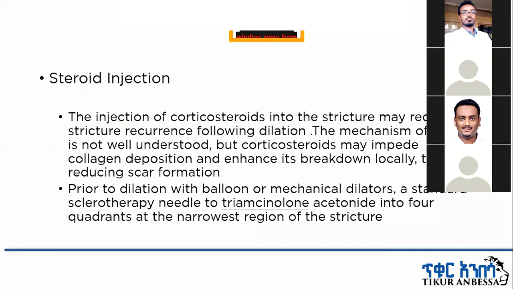In our hospital we do steroid injection for quite a number of patients. This is injecting triamcinolone into the stricture site. The idea is to prevent healing by fibrosis. Back in the days we were not injecting steroids initially, and after the initiation of steroid injection, the response rate, especially for peptic and caustic strictures, has been quite dramatic, and it's quite helpful in terms of achieving a good dilation.